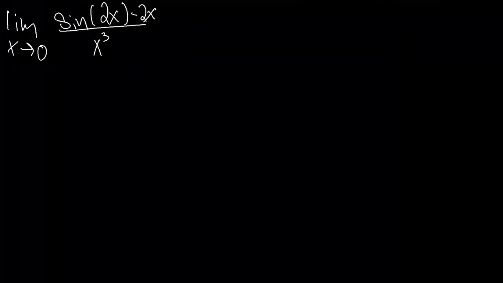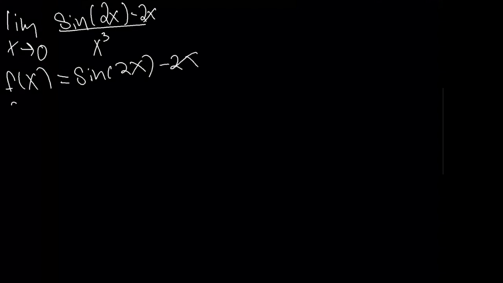Let's take a look at this problem, right? So we have the limit as x approaches 0, and we can break this limit into 2 parts. So we can have f of x set equal to the numerator, so we have sine of 2x minus 2x, and we'll have the denominator equal to g of x, right? So we have that. And we know these are continuous, because I'm pretty sure, at least, you should have seen a sine graph, and you should have seen a cubic graph.